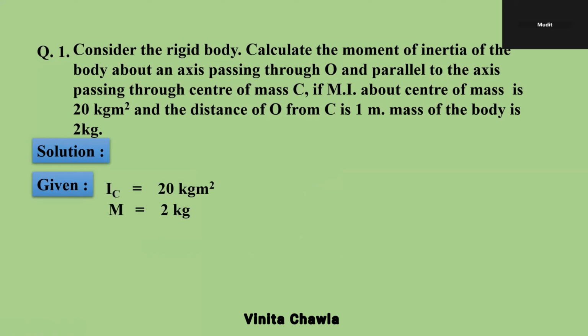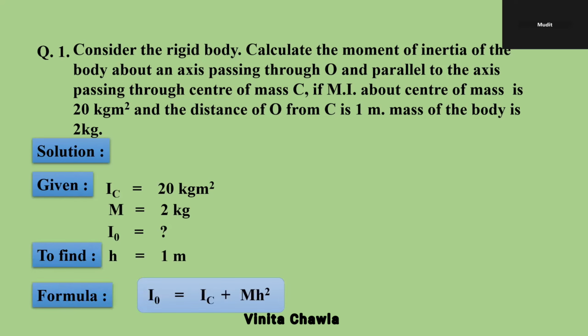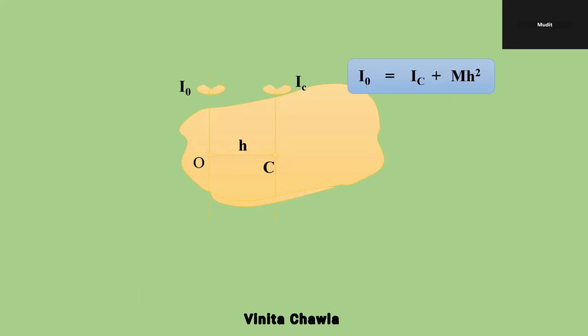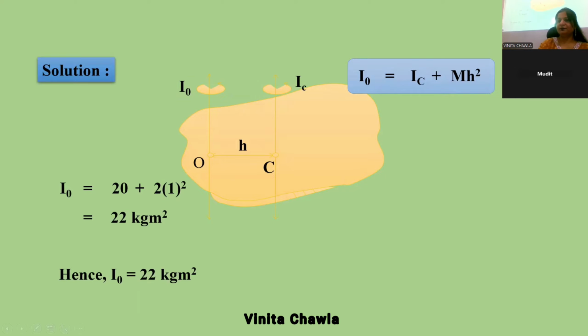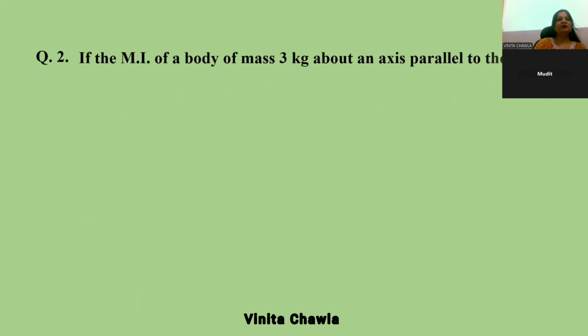So we know the moment of inertia about the center of mass, and we know the mass of the object, so we can easily find it about the other axis by applying the parallel axis theorem. I naught is equal to IC plus mh square, and put all the numbers here. IC is given, it's 20, M is given, H is given, so the answer is 22 kg meters square. Are you getting the same answer? Mudit, are you getting the same answer? Yes. Great. It was an easy question.